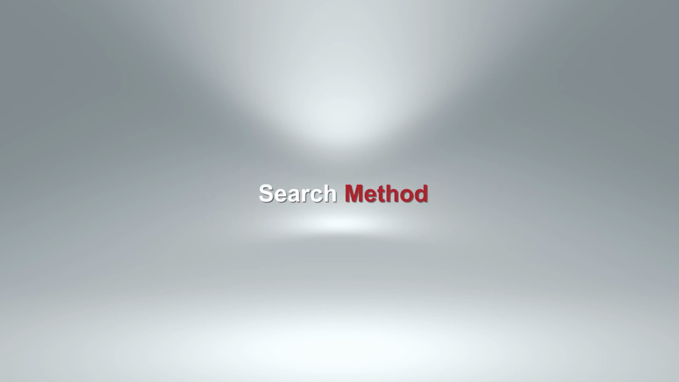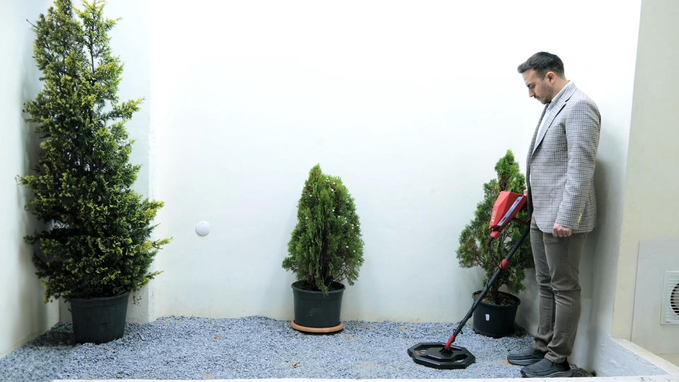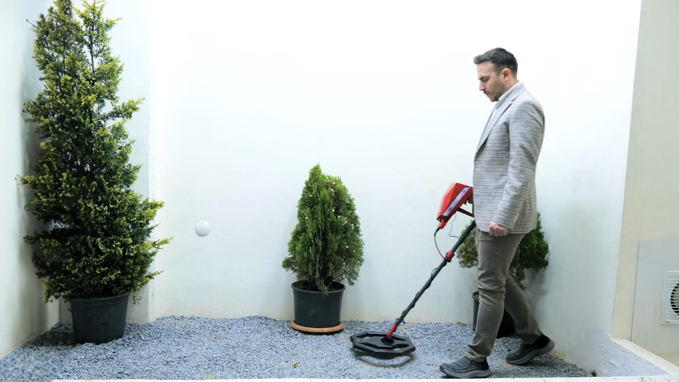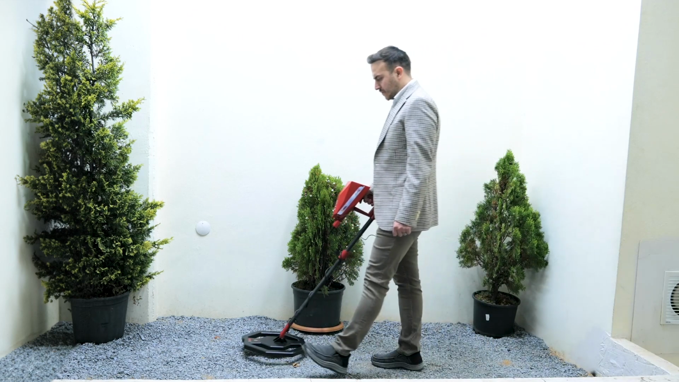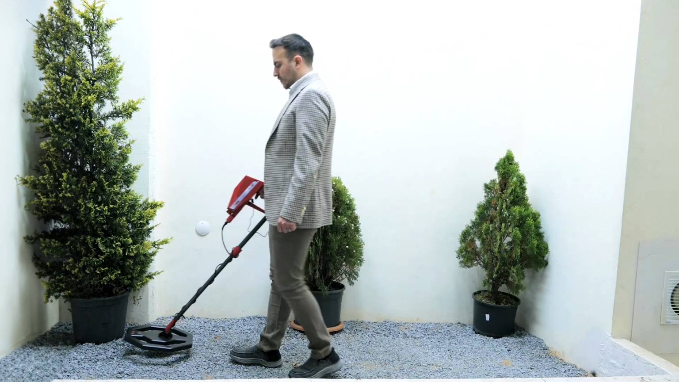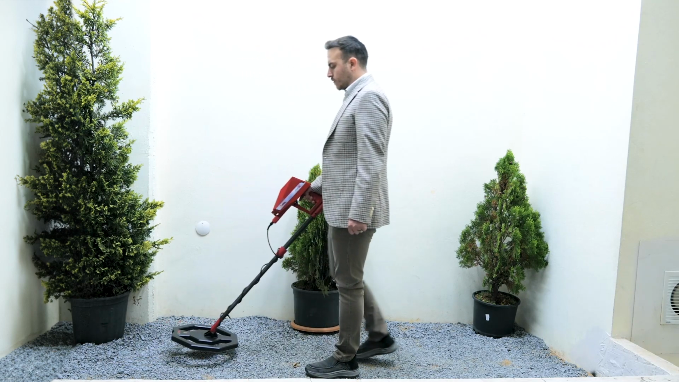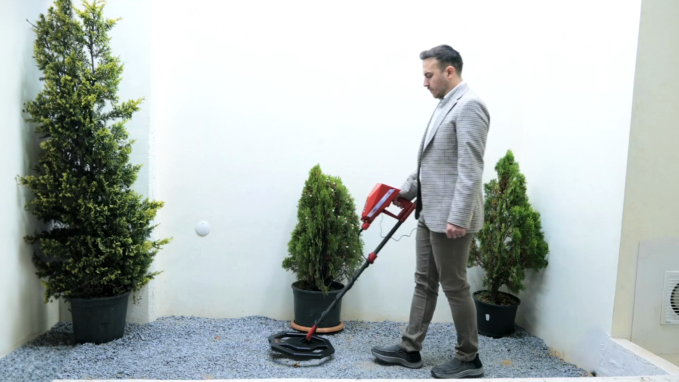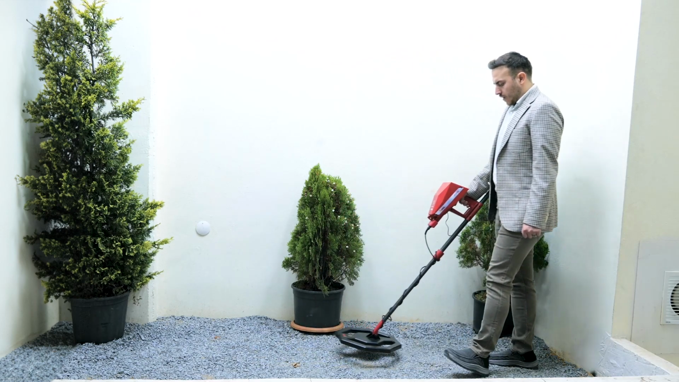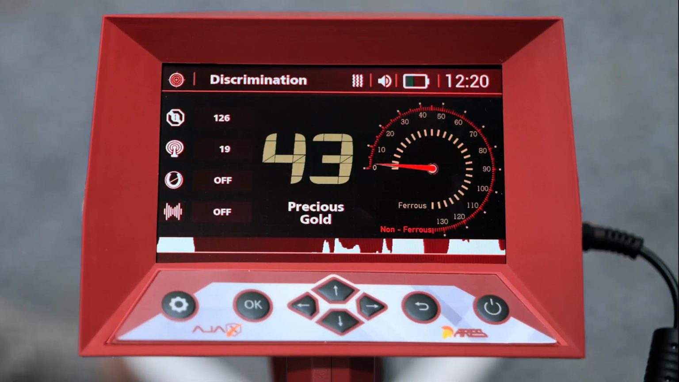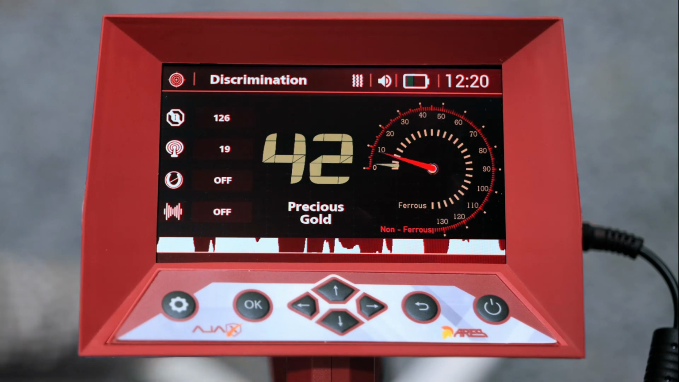Search method. Hold the device with the coil raised 5 to 10 centimeters and parallel to the ground. Step in continuous medium-paced steps forward or backward, while maintaining the orientation of the device and without any rotation to the right or left. When a target is detected, the device will give a continuous audio signal with vibration. The strength of the signal and the intensity of the sound increase when approaching the target, and the numerical values of the target appear.